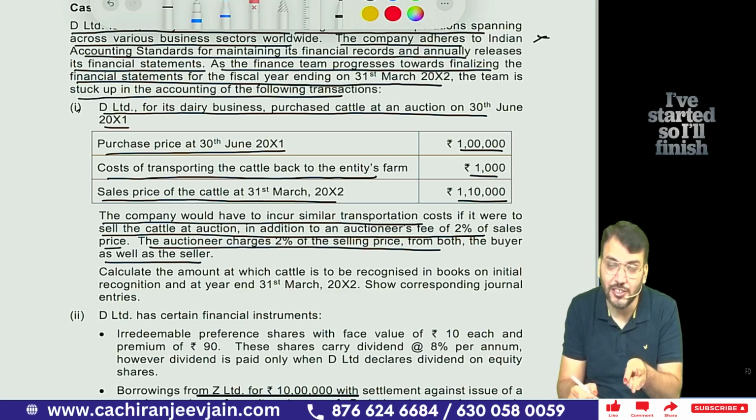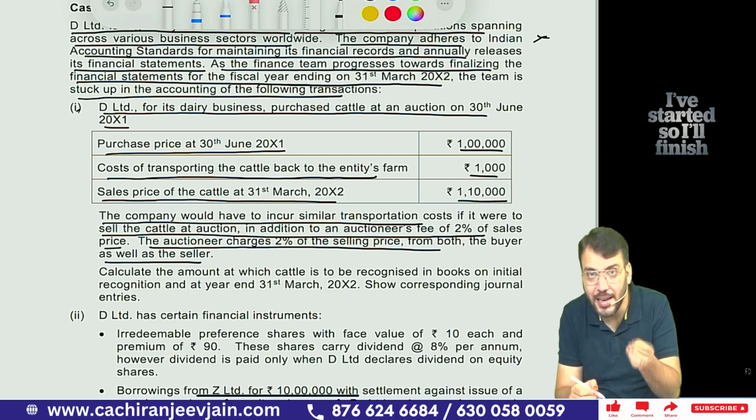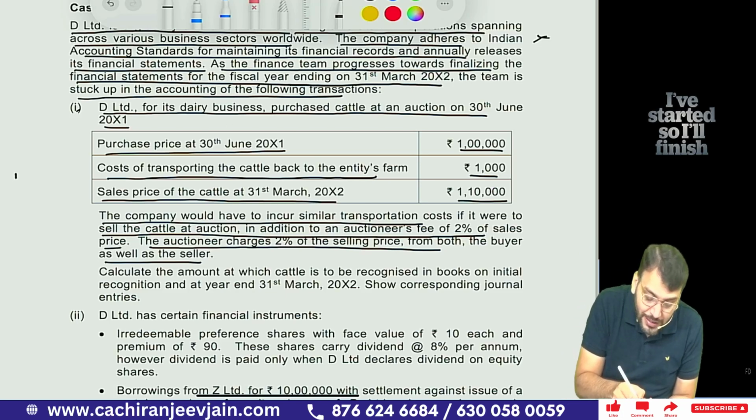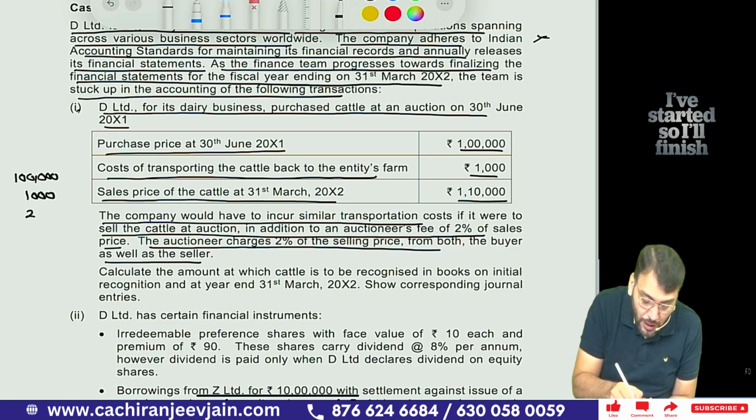So in this case, the transportation cost as well as the transaction cost both are incurred by buyer and seller. If you see how much the payment has been done to purchase the cattle, it is 1 lakh purchase price, and 1,000 was paid for transportation, and 2% of auctioneer fee is also paid. The 2% of 1 lakh is 2,000, that is also paid. The total payment becomes how much?